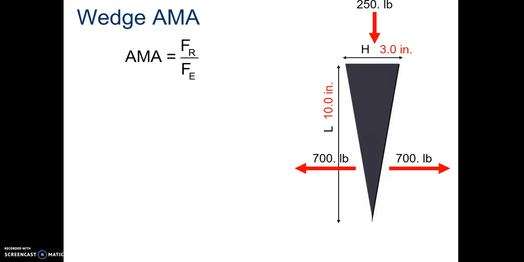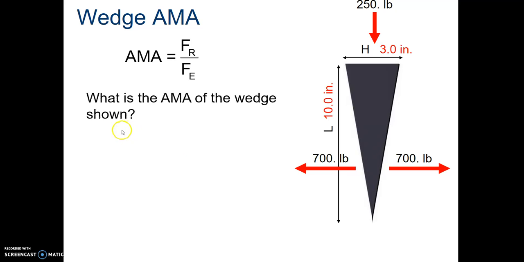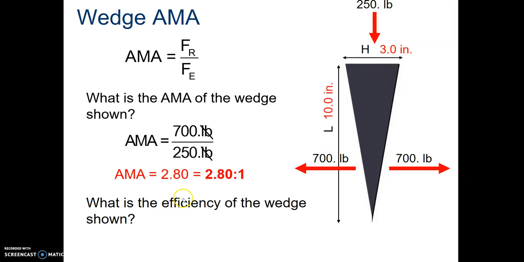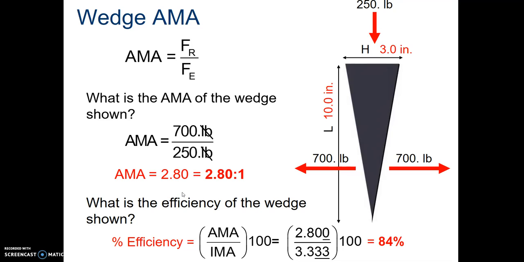Look at actual mechanical advantage, force of resistance over force of effort. So the resistance is what's in that wood, and we'll calculate these types of forces later in the year, but it's got a resistance force of 700 pounds that would be given to us. We're trying to find 250 pounds of effort, so the actual mechanical advantage is 2.8. Go ahead and split that. So by using a wedge, it takes less force to split something because 250 input gives us 700 output. So efficiency, AMA over IMA, divide those two out, we get an efficiency of 84%.